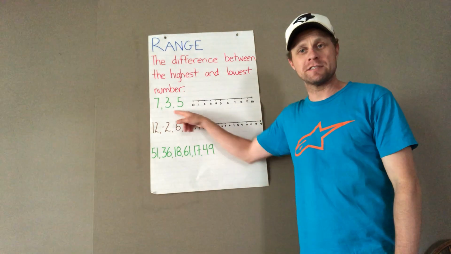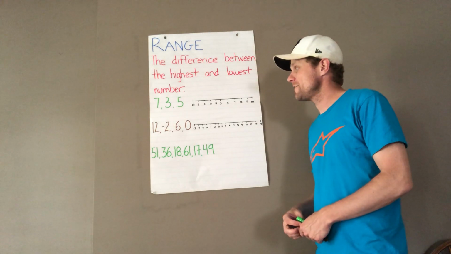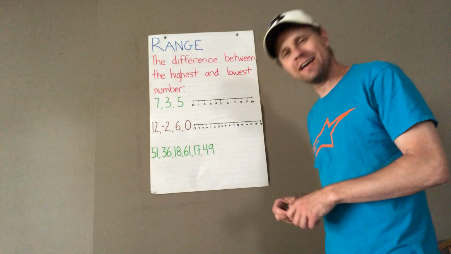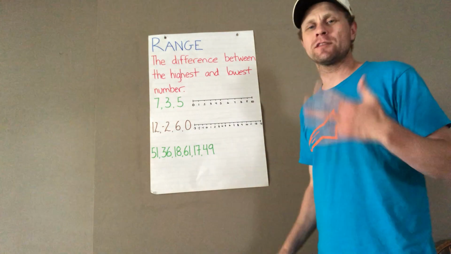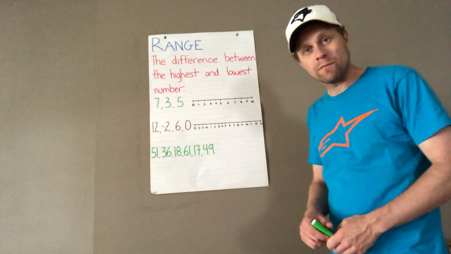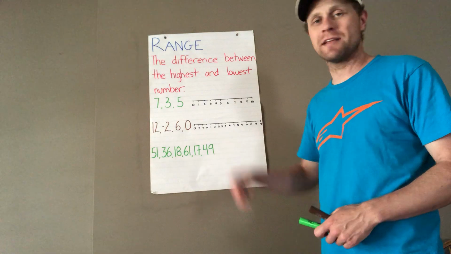So if we look at this first set, we have 7, 3, and 5. So take a second, look at those three, and determine what the highest number is and what the lowest number is. So we can see that the highest number in this set is the 7.